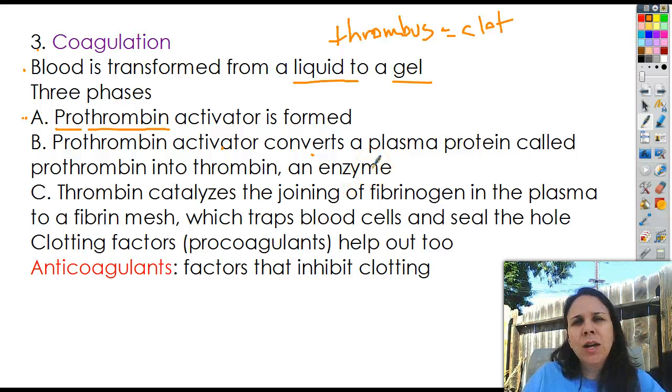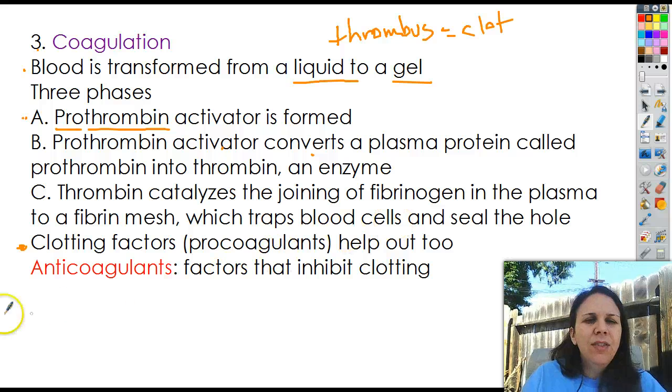What do enzymes do? They catalyze reactions, they speed up things. So the thrombin catalyzes the joining of fibrinogen in the plasma to fibrin mesh, which traps the blood cells. Because remember, we've only been trapping platelets at this point, which are really, really tiny. We want big stuff. So now we're going to trap blood cells. They're bigger, and that's going to help to seal the hole. We have clotting factors, remember all 13 of them, otherwise known as procoagulants, which help out as well. So like I said, there's 13 of them. They each have a job.